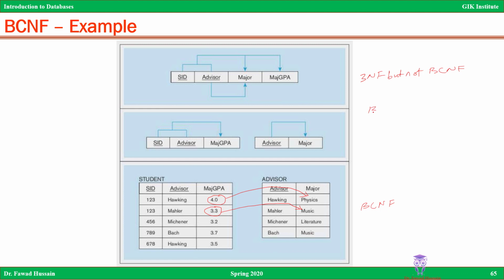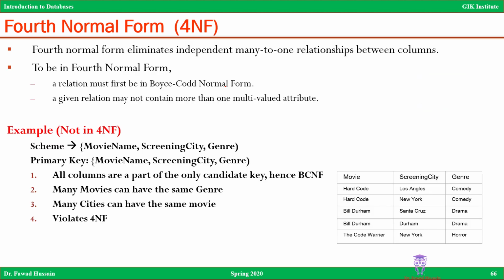So usually the Boyce-Codd normal form is stronger than 3NF. If something is in Boyce-Codd normal form, it means it is automatically in 3NF. But if something is in 3NF, it may or may not be in the Boyce-Codd normal form, depending on whether this kind of situation exists or not. So that's the first advanced normal form that we have studied, the Boyce-Codd normal form.